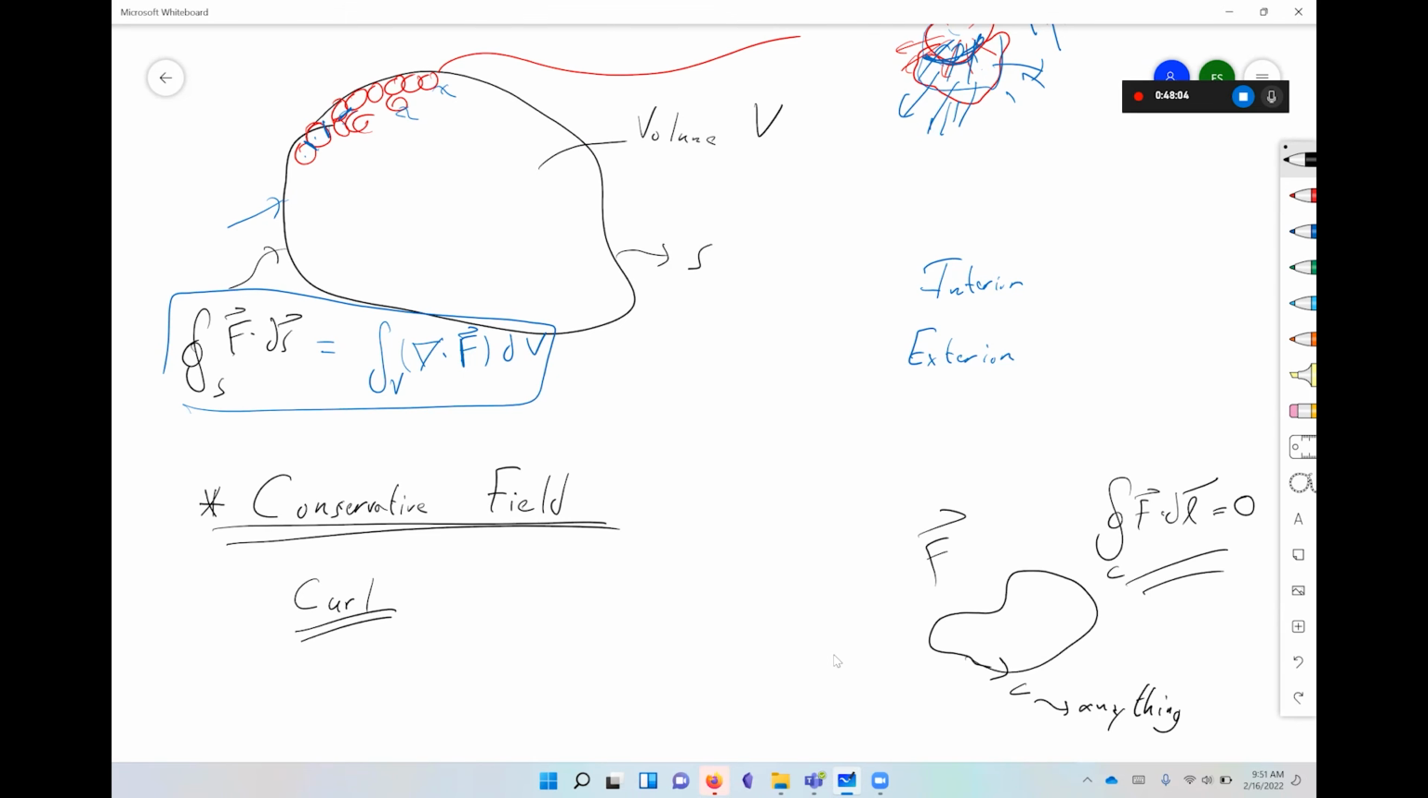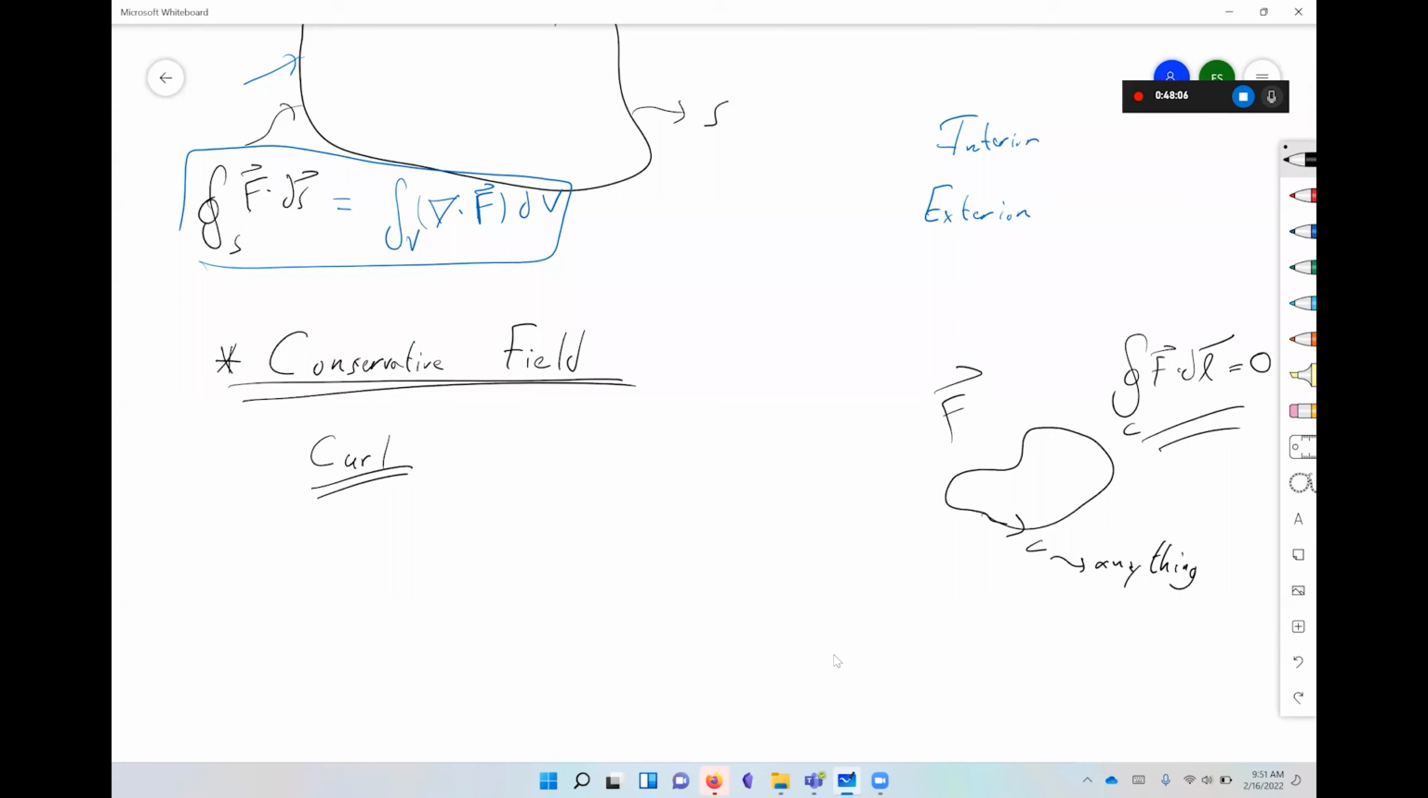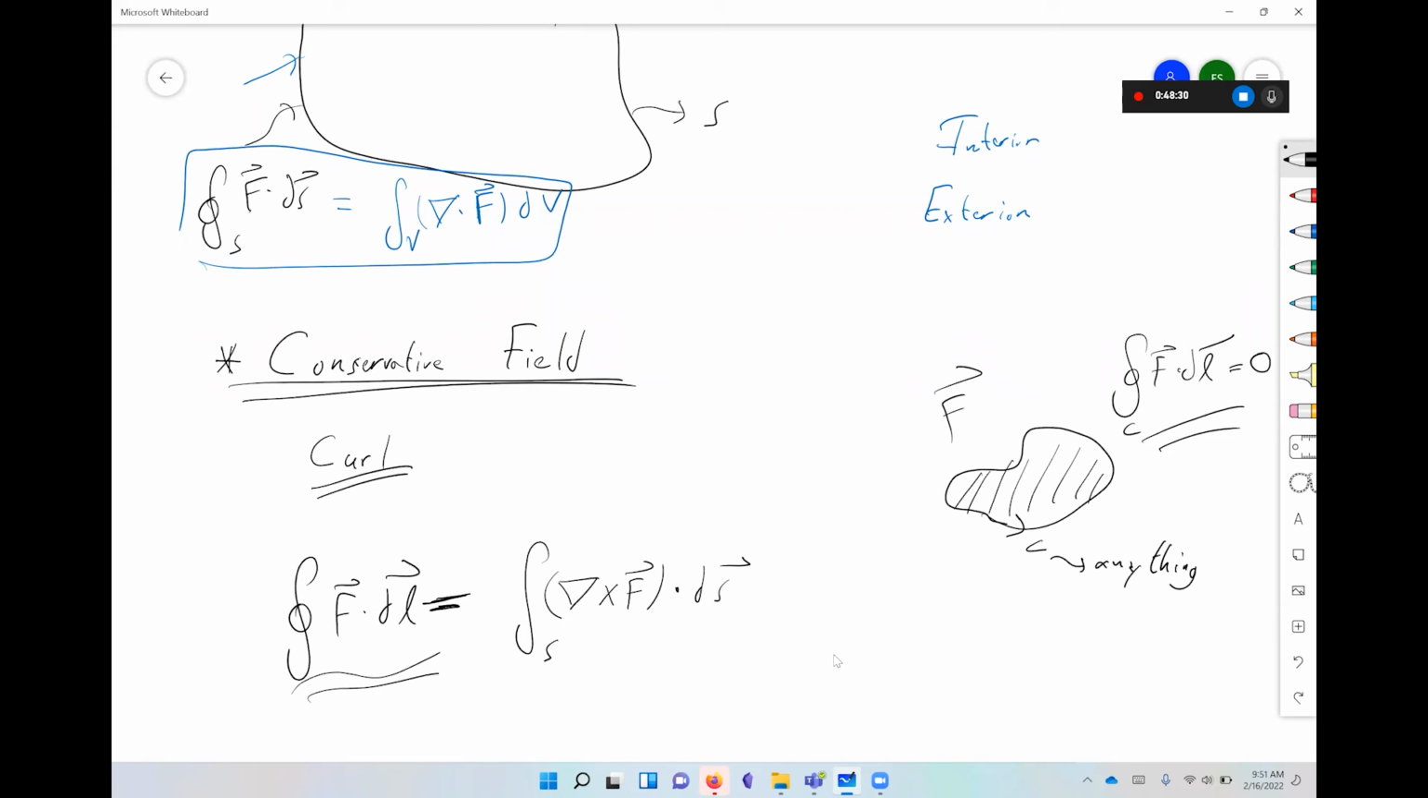Why? It all goes back again to Stokes' theorem, right? So a circulation, the integral of F dot dl, we said, is always going to equal the surface integral of the curl of the field. So this is curl F dot dS. Okay. When is this guaranteed to be 0 always?